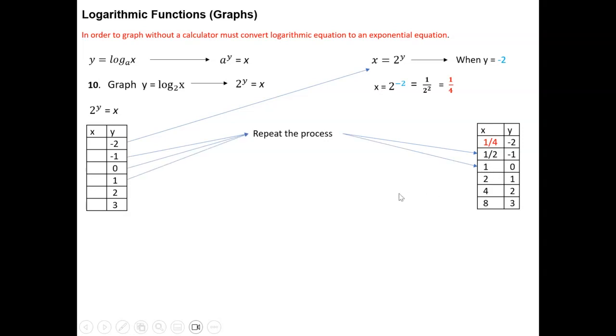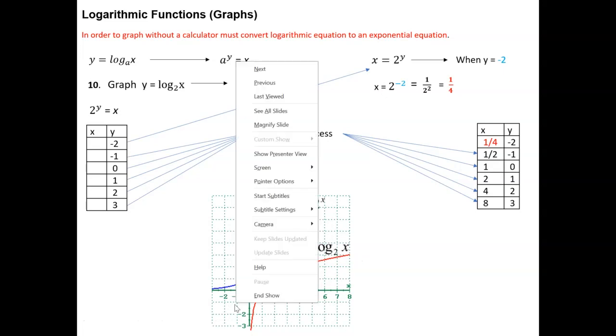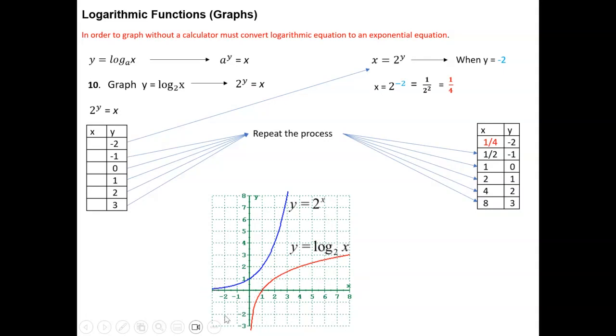We plug in 0, we get 1. We plug in 1, we're going to get 2. We plug in 2, we're going to get 4. And we plug in 3, we're going to get 8, because 2 to the third power will give us 8. And the graph is the one in red. The one in blue is the exponential, and the one in red is the logarithmic graph. You see that these are inverses of each other. For 1324, there's not really a topic on inverses, but you do need it for 1314. And here's my graph in blue, and in red.